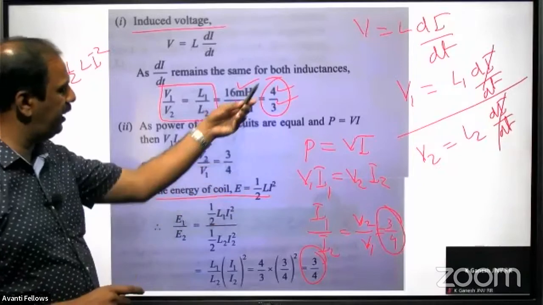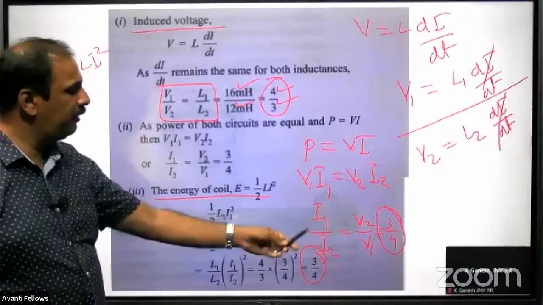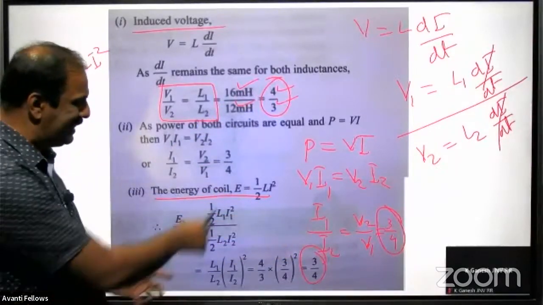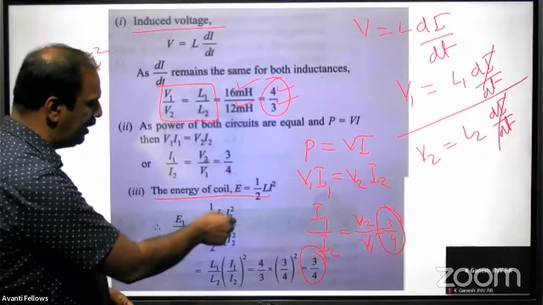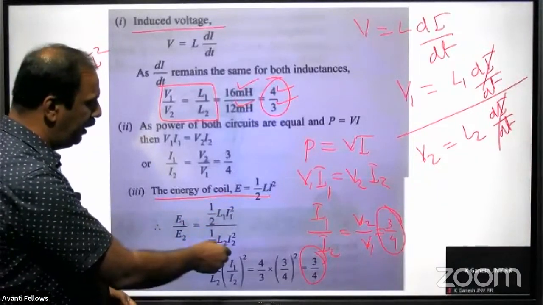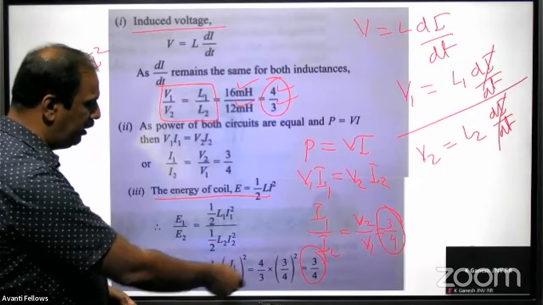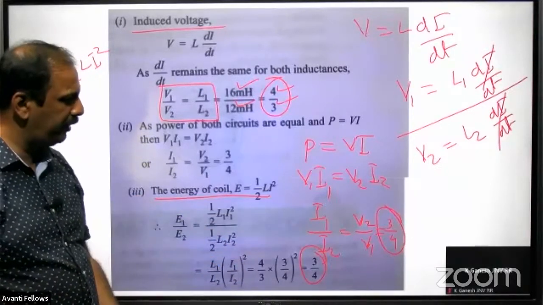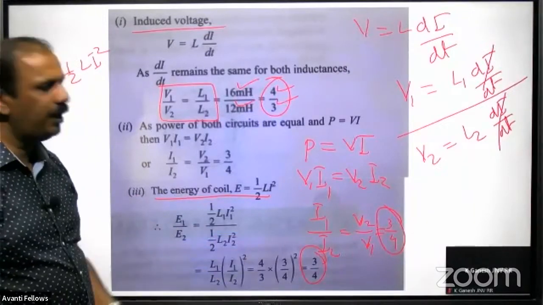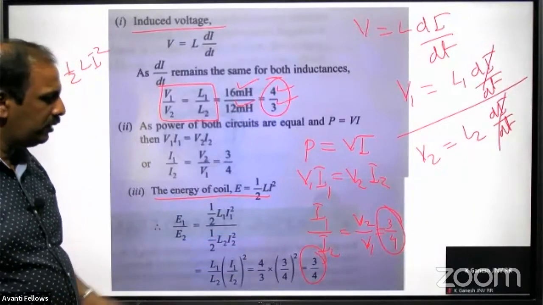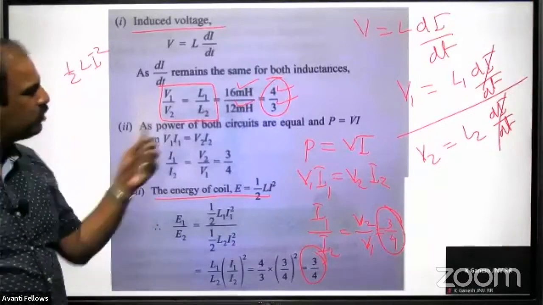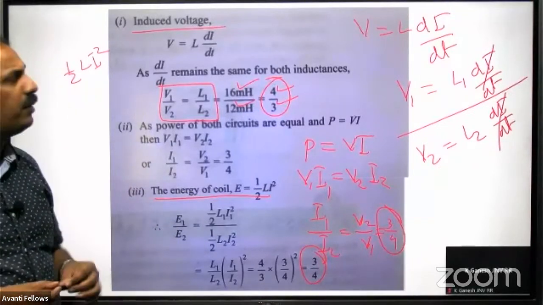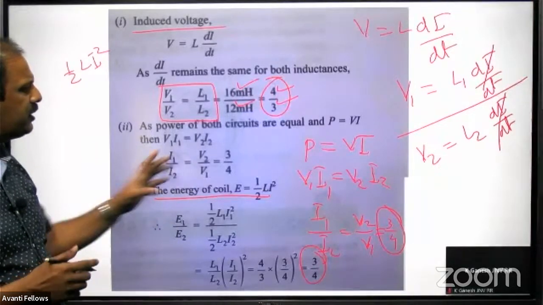L is already given here. Then I also is given. The ratio of I is given. In the same way you write half L1 I1 square divided by half L2 I2 square. Then you do that, so you will get I1 by I2. We already have the value of I1 by I2, so you substitute and you will get it. So this is another question, but a little bit different from the previous question.